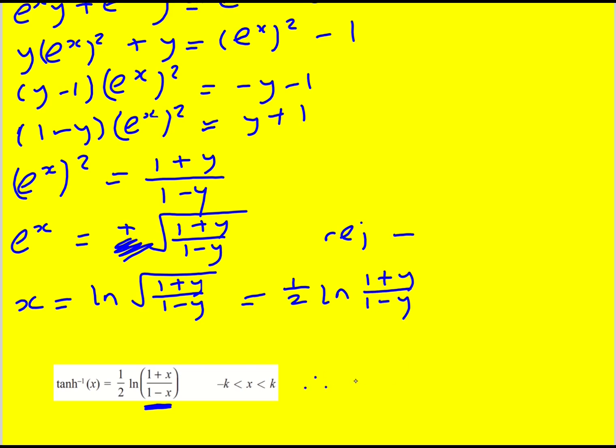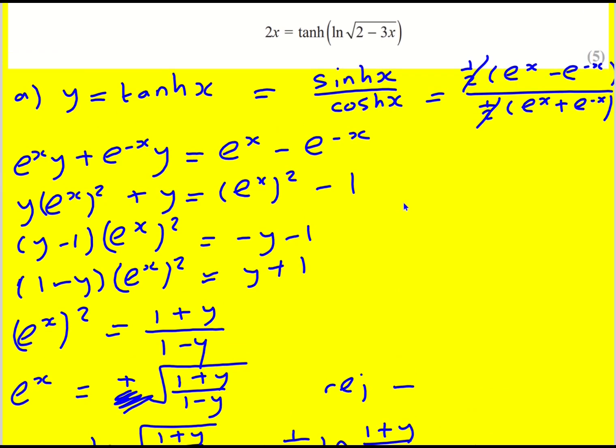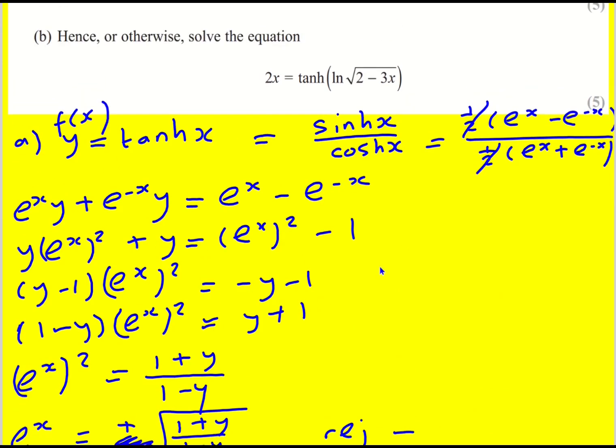And therefore, inverse tan hyperbolic is precisely this, but with y replaced by x. Because I found the inverse, basically to say this is now my f inverse of x, because that there originally was my f of x. Okay, just need the domain.